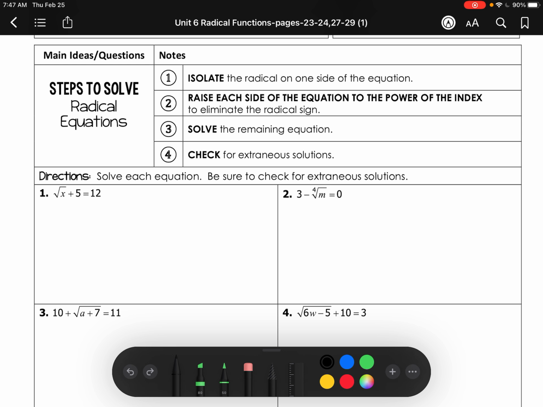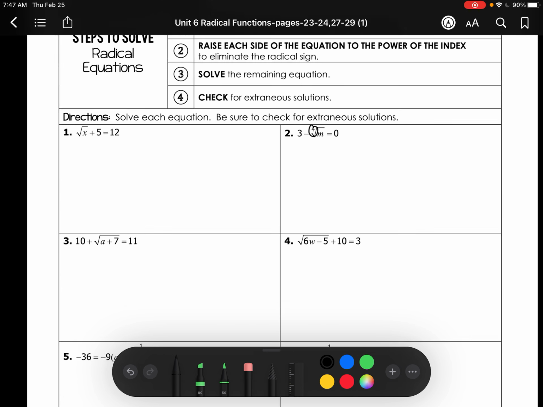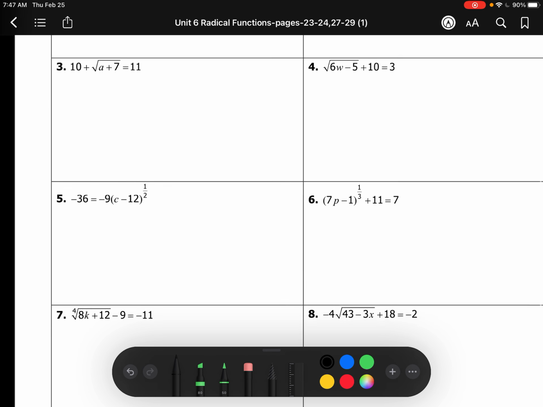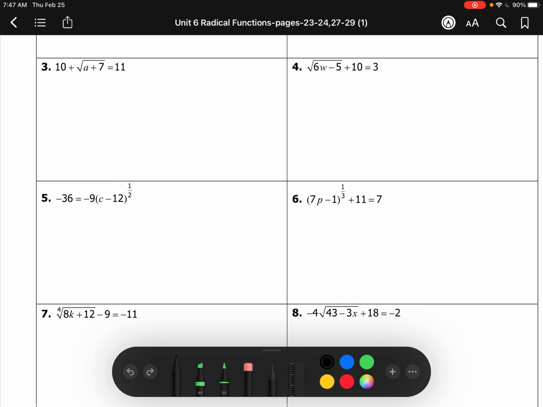I'm going to be switching between the worksheet and my graphing calculator app so you guys can see my work on the graphing calculator. So let's go over the steps. Step 1 tells us to isolate the radical on one side of the equation. Then step 2 is to raise each side of the equation to the power of the index to eliminate the radical sign, right? So just real quick, index, if you don't remember, is the root of your function, right? So 4 here, 4 in that previous one.